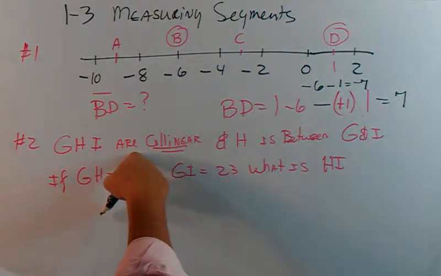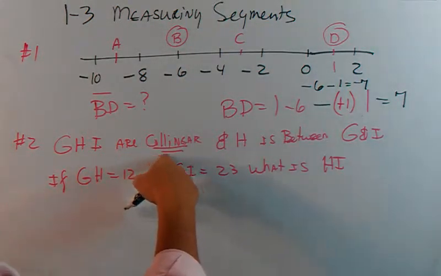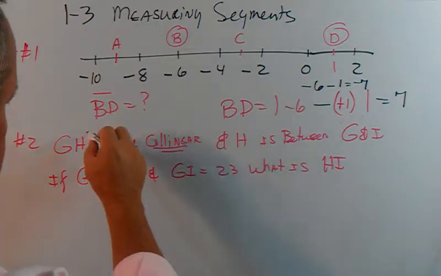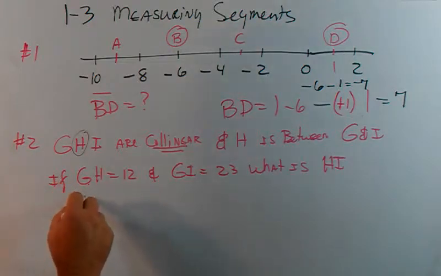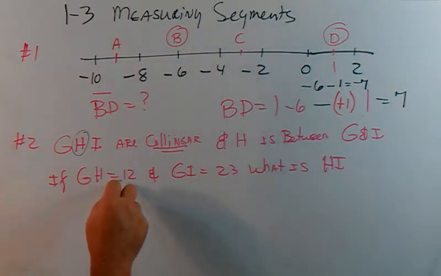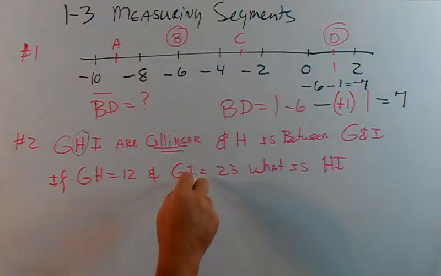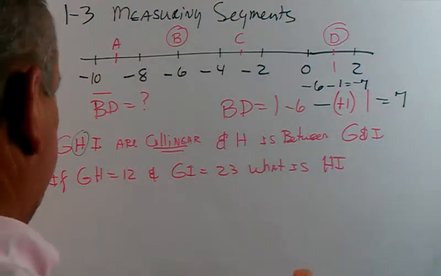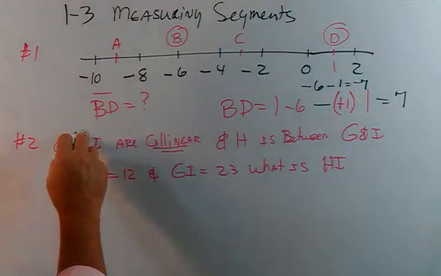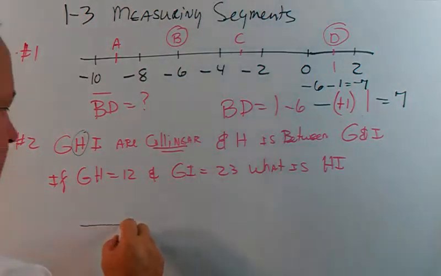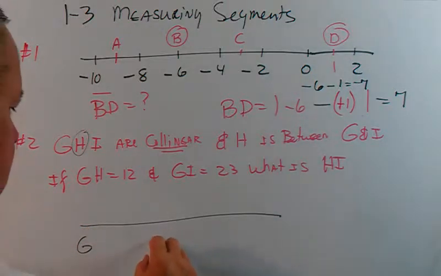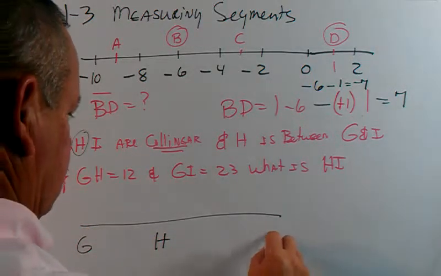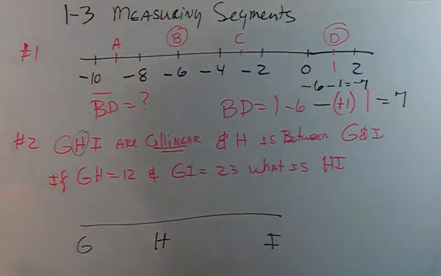This is number 2. G, H, and I are collinear, and H is between G and I, just like it says here. It says if GH is equal to 12 and GI is equal to 23, what is the value of HI? So I was looking for this distance right here. Let me go ahead and draw it out here. So this is G, H, I. Yeah, okay, G, H, and I.